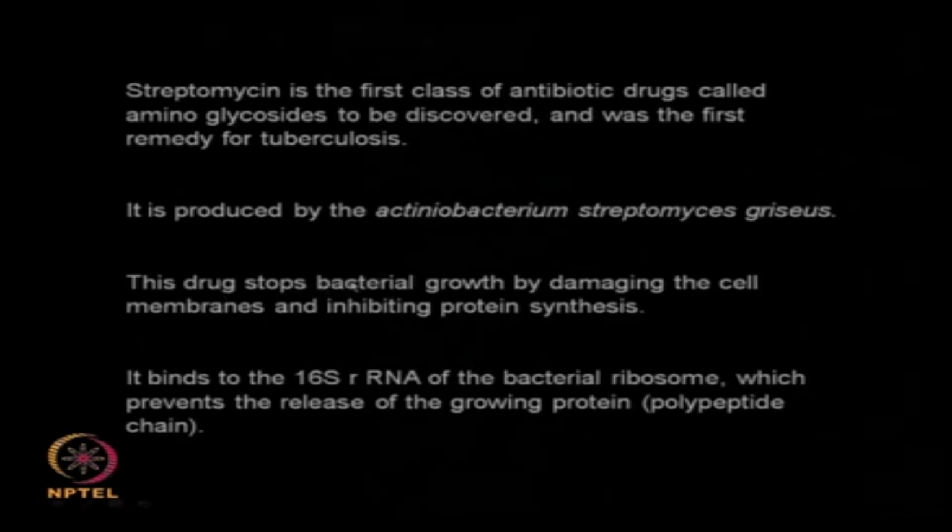This drug stops bacterial growth by damaging the cell membranes, hence the protein synthesis. It binds to the 16S RNA of the bacterial ribosome, and hence it prevents the growth of the protein. So, this is the mode of action of this particular antibiotic, streptomycin, and hence it was used quite a lot in tuberculosis. Even now it is being used for treating tuberculosis. So, it still has quite a lot of application.